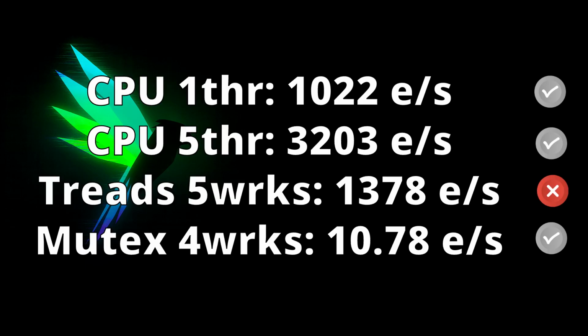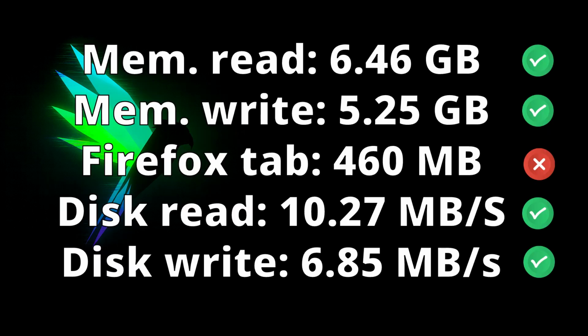With respect to the CPU tests, single-thread, 5-thread, and Mutex results were average, but the threads test produced a very low result. The obtained values for memory, read, and write, and disk operations are good. However, Firefox's per-tab memory consumption is high.